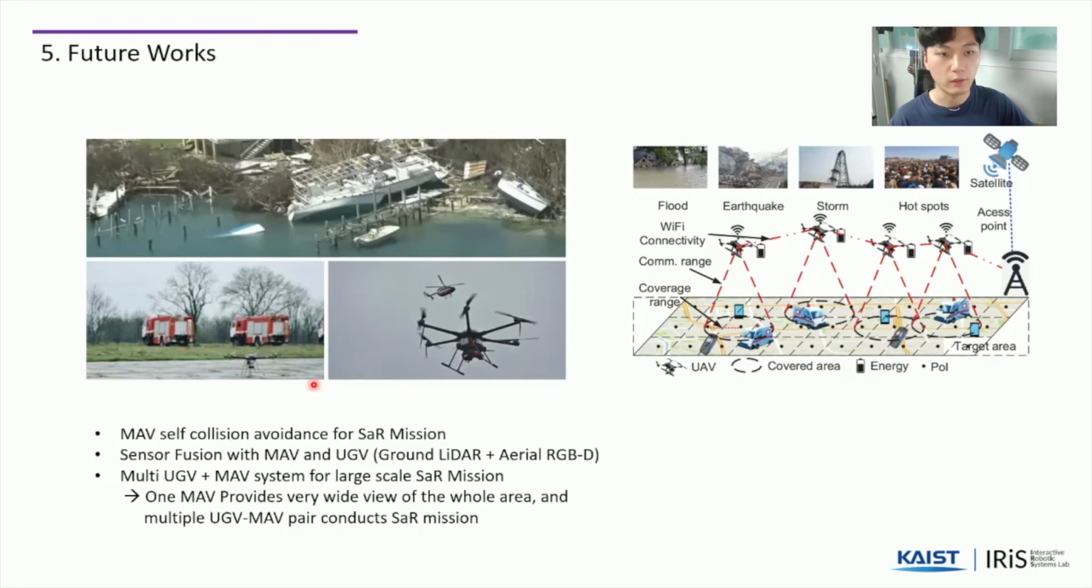For now, the MAV itself cannot avoid collisions. But self-collision avoidance is required for search and rescue missions in the real world. Moreover, fusing ground and aerial sensors would be beneficial for localizing the robot's position. Furthermore, simulating a multi-UGV and MAV system would be beneficial for large-scale search and rescue missions in the real world.